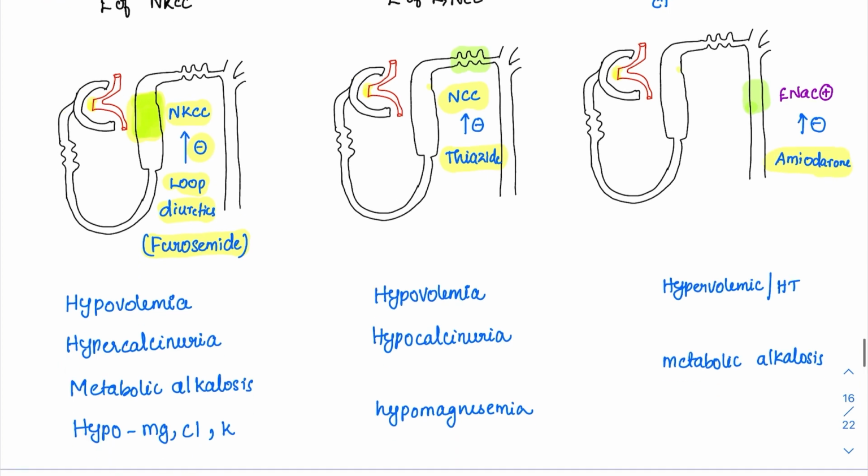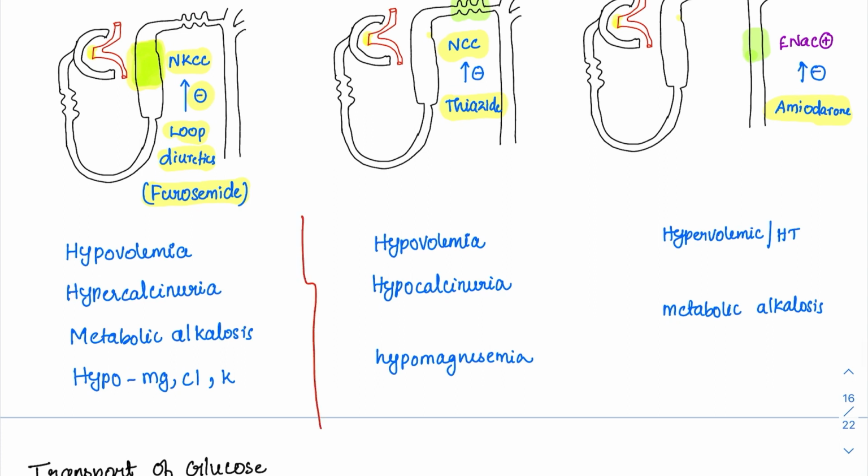Now let's summarize the features so that it's easy for our MCQs. So these are the feature differences. There is hypovolemia in the first two, whereas hypervolemia happens only in case of an ENaC gain, that is Liddle syndrome. Then hypercalciuria in case of Bartter, hypocalciuria in case of Gitelman. These are the differentiating features between Bartter and Gitelman. Metabolic alkalosis happens in two places: one is Bartter, another one is Liddle syndrome.